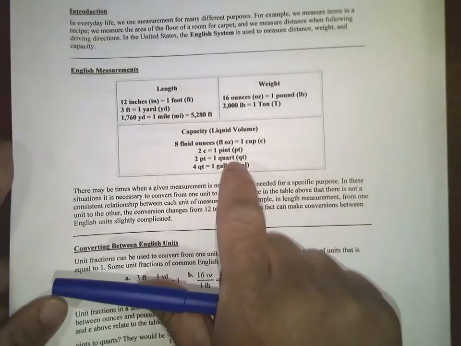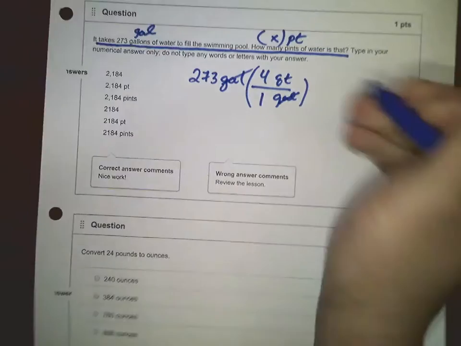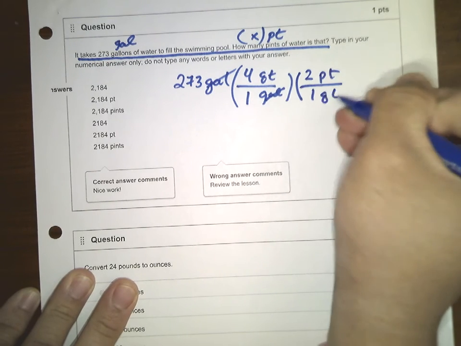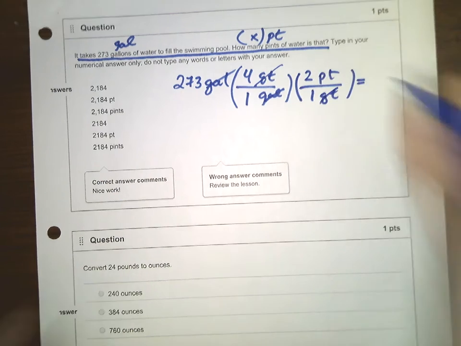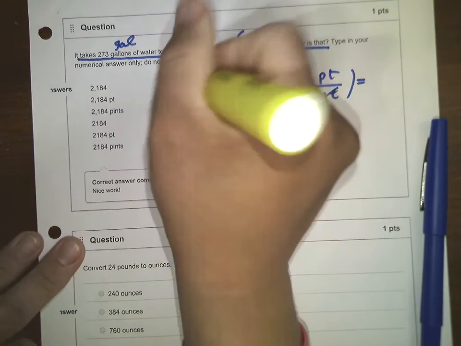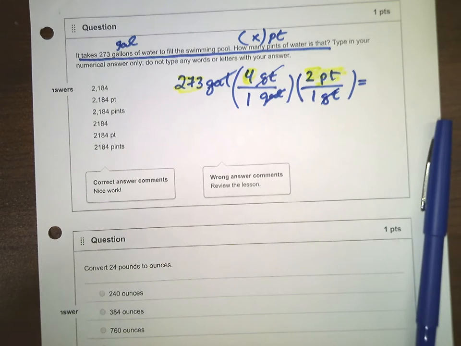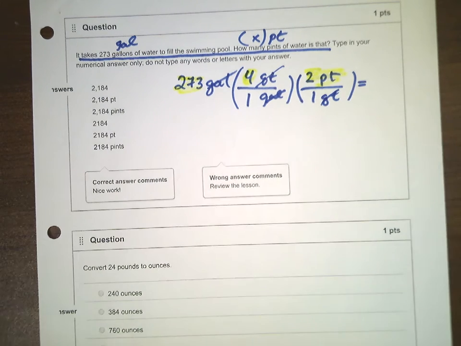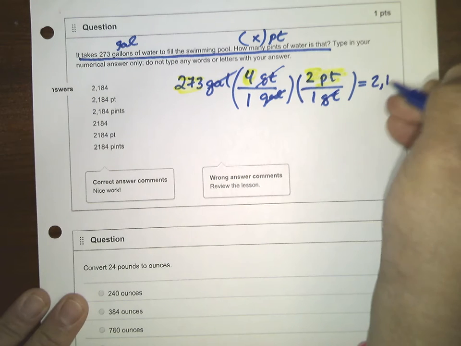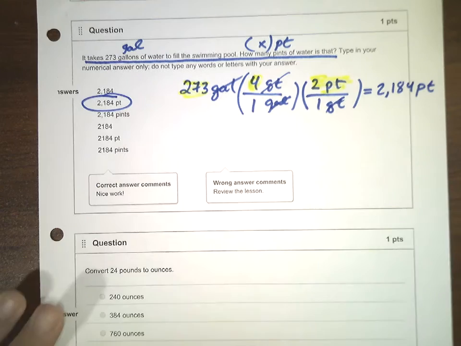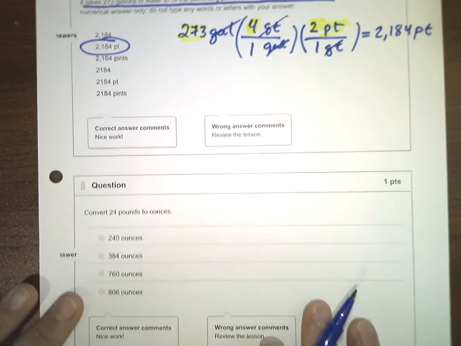If I say 2 pints is equal to 1 quart, so I'm going to write 2 pints, 1 quart, so that the quarts divide out. And then I am left with 273 times 4 times 2 pints. And so 273 times 4 times 2 is 2,184, and that will be pints. So there you go. There's your answer. What a time to be alive.